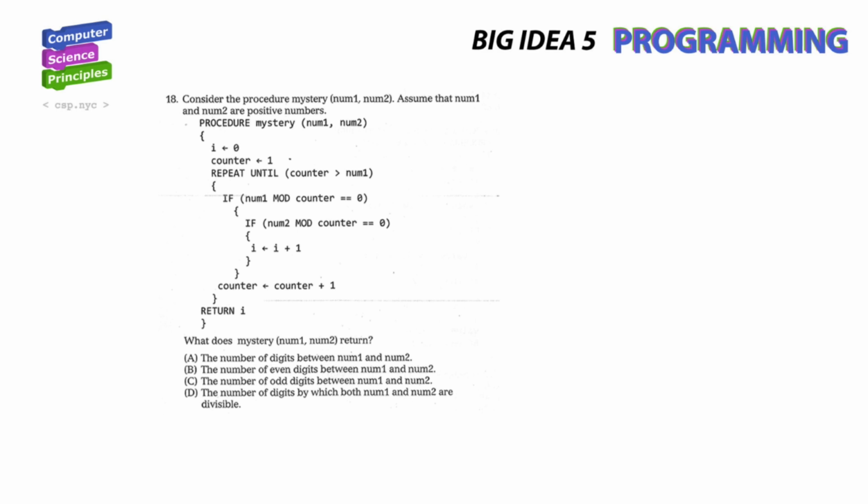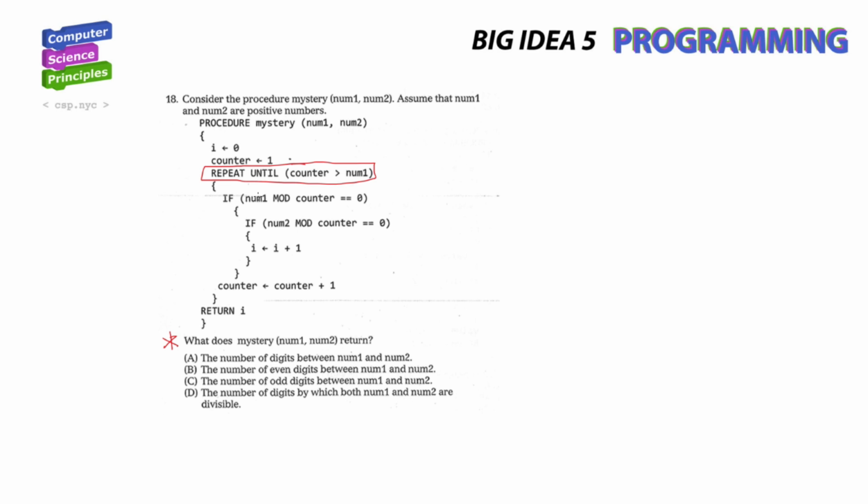Okay, for number 18, it says consider the procedure mystery num1, num2, and assume that num1 and 2 are positive numbers. Okay, so ultimately our question is right here. It says, what does mystery num1, num2 return? So we have many things, and we could go line by line, but basically we're repeating until this is true, until the counter itself is greater than num1.